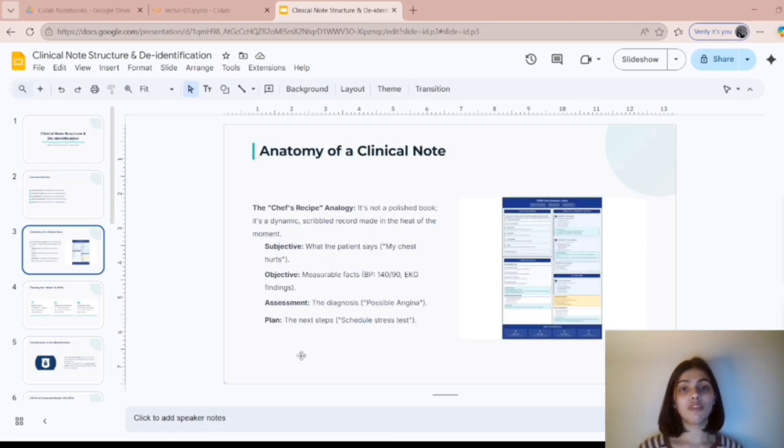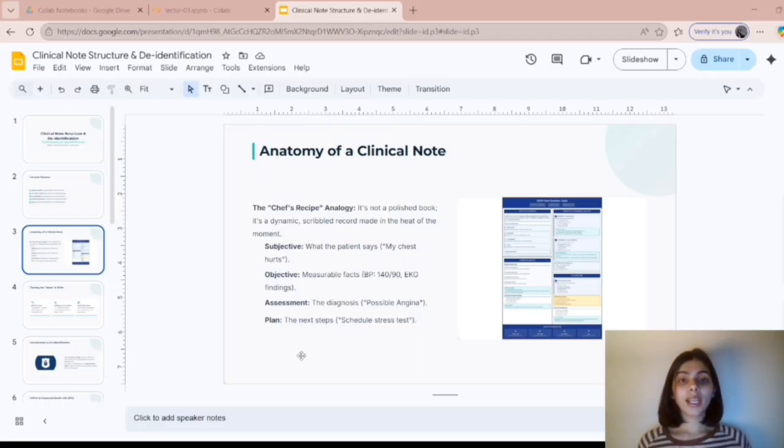We have the anatomy of a clinical note. If I say the words clinical note, what comes to your mind? What are your clinical notes and how do you take them? In what kind of environment are you taking them? We have an analogy here, and that is a chef's recipe. It's not your put together, polished book. It's just scribbled records that you made in the heat of the moment. That's how the clinical notes are recorded, right?